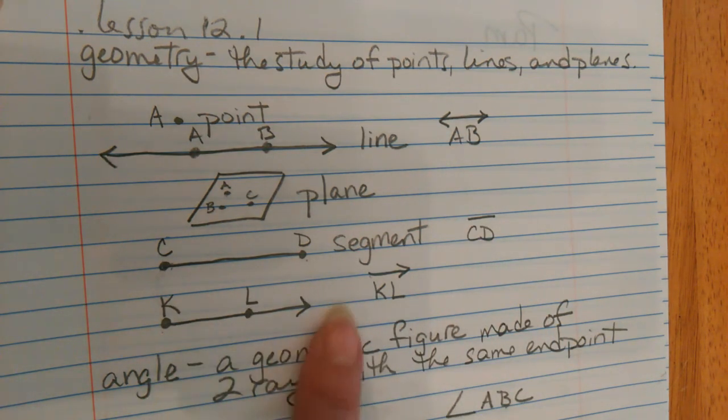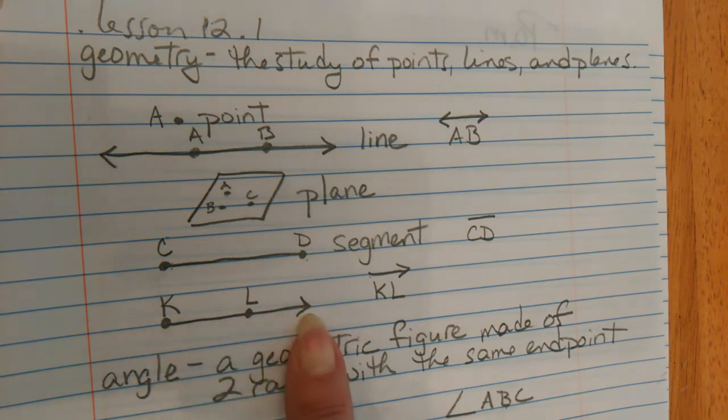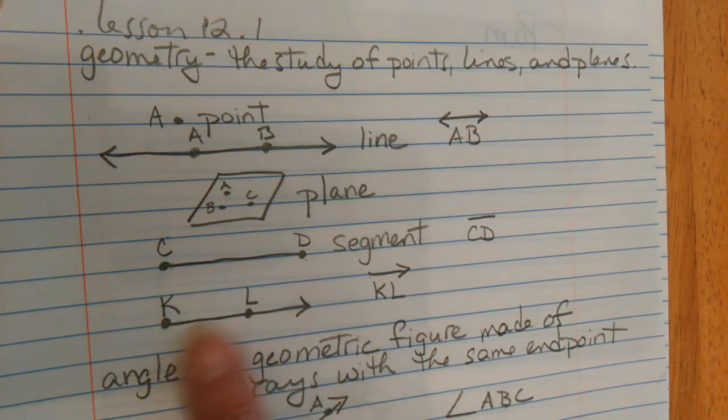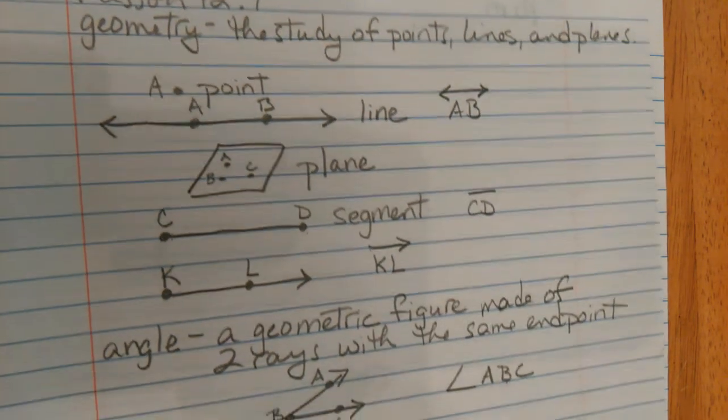All right, now we have a ray. A ray has an endpoint, and it goes on forever in one direction. So it's only going to have one arrow on it. Again, we're going to name it using points along the sides there, and we're going to call this particular one ray KL, and you see how I have my little ray sign with an arrow only on one end. All right, hopefully everybody's still with me here.